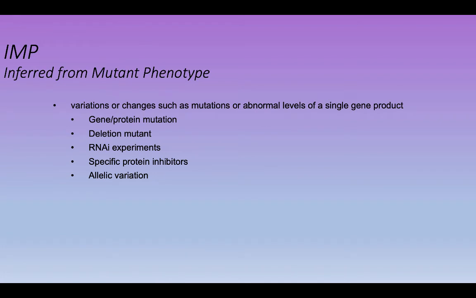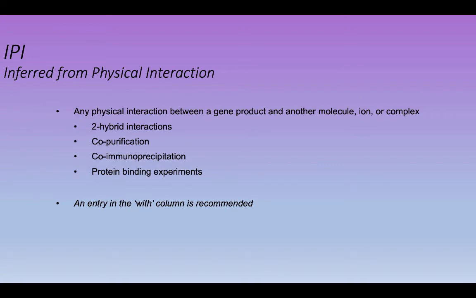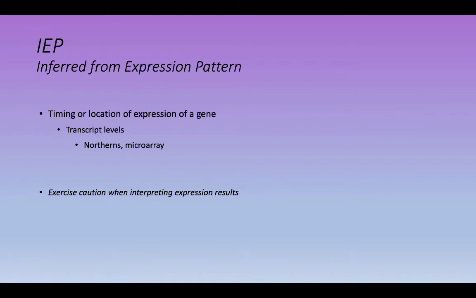I'm going to infer function from a mutant, from an RNA interference experiment or a knockout or something like that. And this is, again, a very strong direct experimental result. I could also look at genetic interactions, like how much two genes might actually interact with each other. I could show that they're physically proximate to each other and involved with each other through co-purification or protein binding or co-immunoprecipitation. I could show that they're expressed, that the location or timing of gene expression is associated with a specific function or activity.